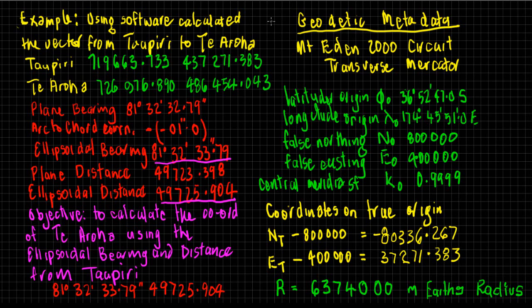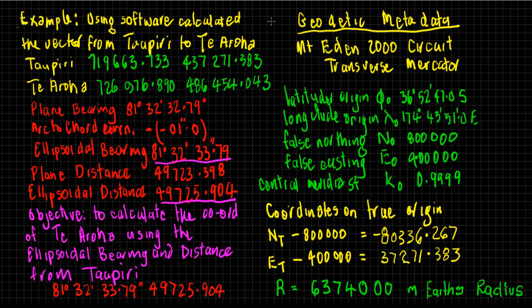The plane distance came out as 49,723.398. The ellipsoidal distance, which was given by the software, was 49,725.904. The objective is to calculate the coordinates of Te Aroha just using the ellipsoidal bearing and distance from Taupri, as though we had just observed those. That was our bearing and that was our distance that we'd observed, and we're going to reduce those using the formulas and the information provided earlier.